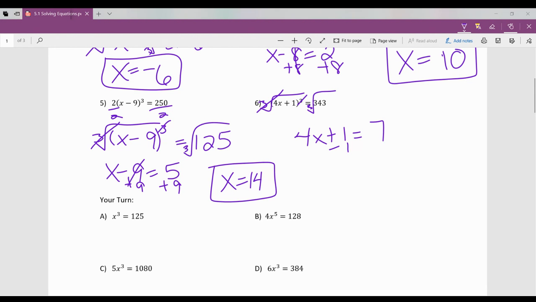All right, we're going to minus 1. I get 4x equals 6. And then I divide by 4. X equals 6 over 4, but I can reduce that to 3 over 2.